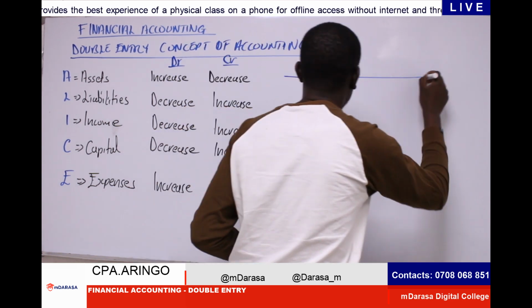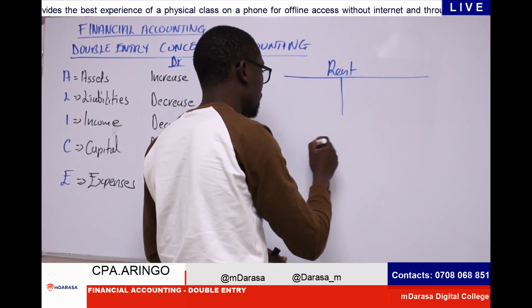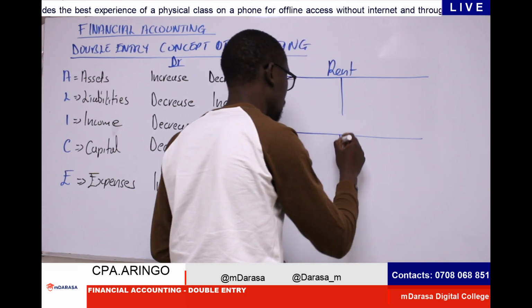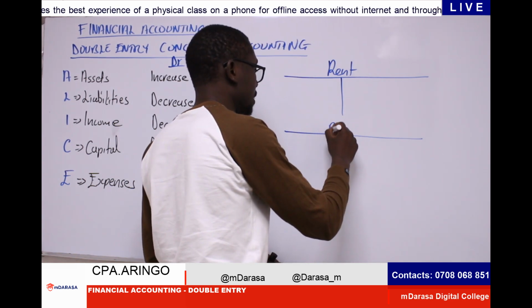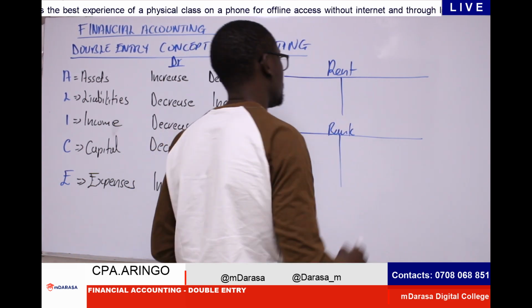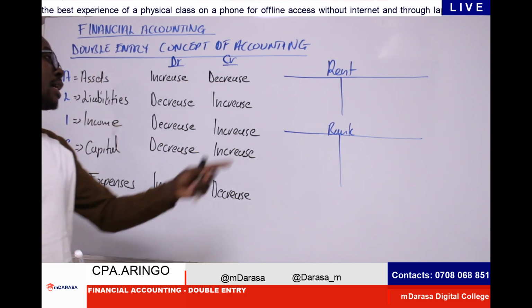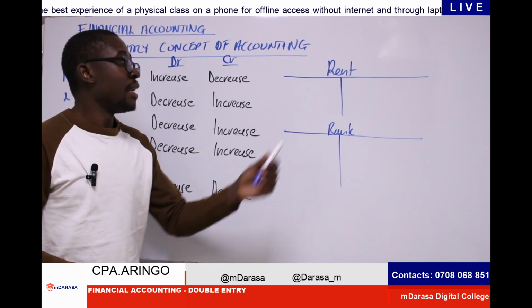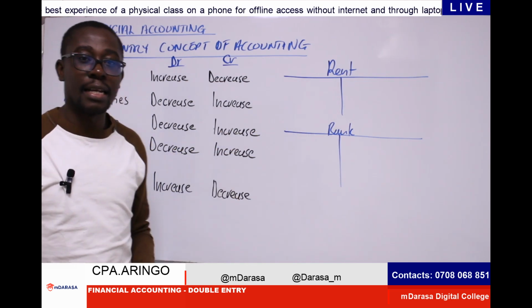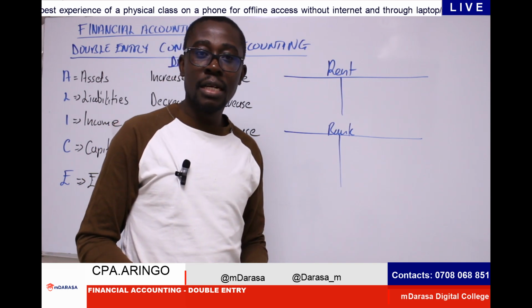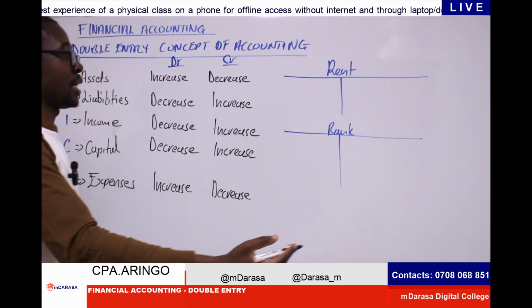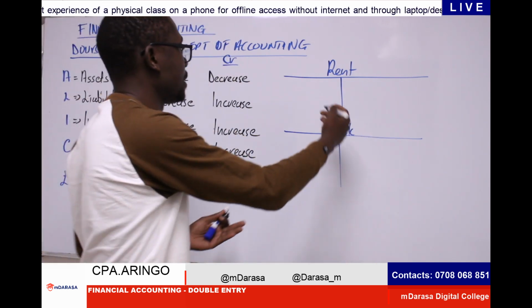Following the double entry concept, we've said we'll be having two accounts. This rent I'm paying via cash or bank, so I'm having the bank account and the rent account. Rent is an expense. So when I am paying my rent, it means that this is an expense.